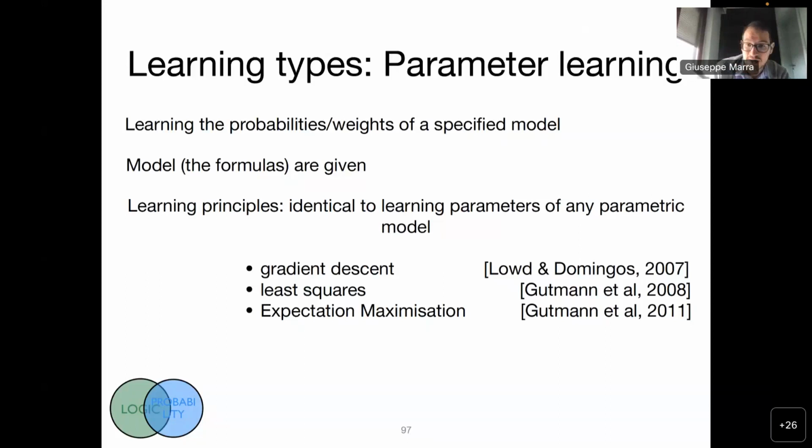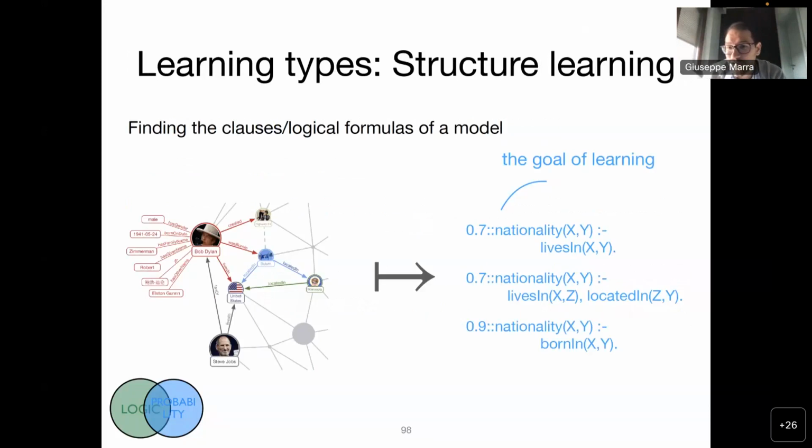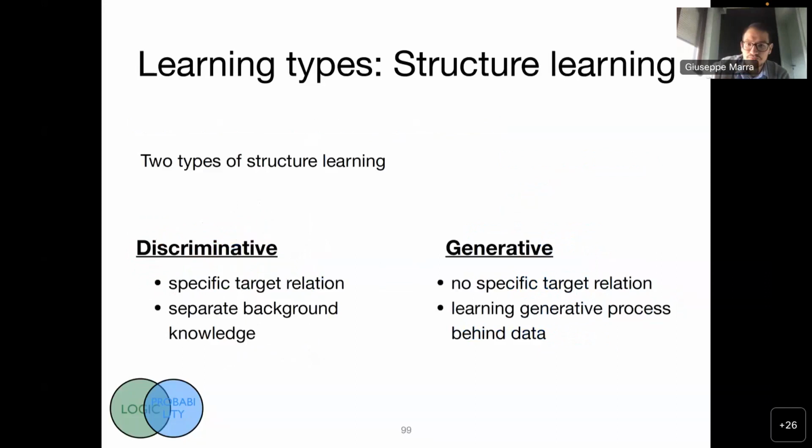Much more interesting and much more linked to the logical dimension of these systems is instead the structure learning task, where we are given, again, only the data, and we want to learn both the structure and the parameters. In structure learning, we distinguish two kinds of learning. One is discriminative and one is generative.